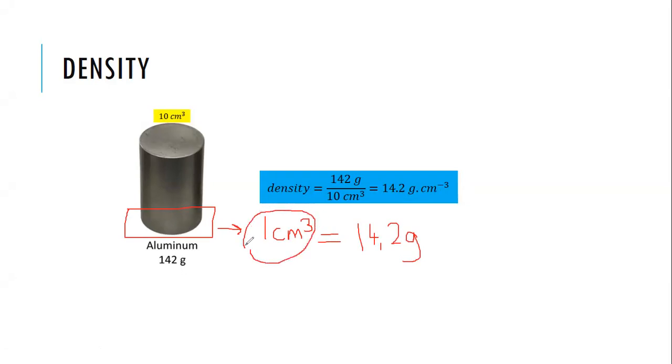What is unit volume? Unit means 1. Our unit for volume here is centimeter cube, so unit volume means 1 centimeter cube. So what is the mass of 1 centimeter cube? 14.2 grams. Then 2 centimeter cubes, 28.4 grams, and then it carries on like that, in multiples of it.